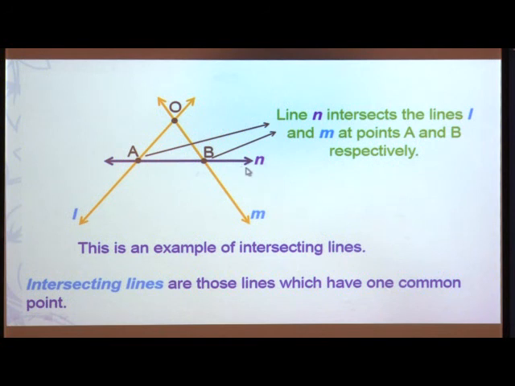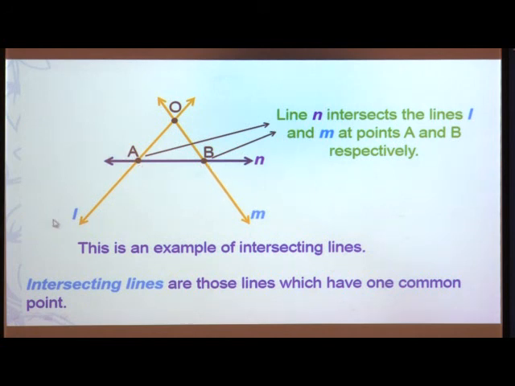The line N is placed horizontally, and you can see line L and line N are meeting at a common point A. Line M and line N are meeting at a common point B, which are the point of intersection. So, the common point for line L and N is A, for line M and N is B.